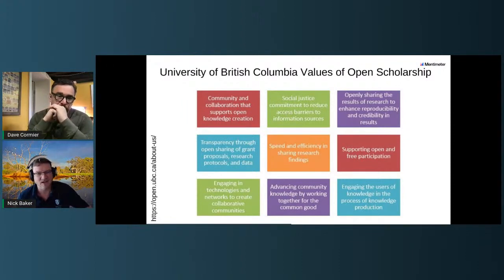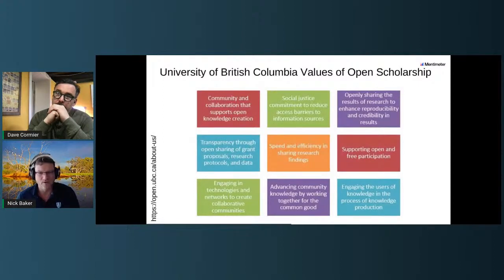UBC has fairly recently released a whole series of resources, and one of them is their values of open scholarship. They have this set of 9 values that they've attributed to open scholarship. There's lots of supporting resources around this, so I'd suggest looking at this as well. But I would say that there are a number of these that you'll see embedded in the criteria that we've been developing. Some of them not so much.